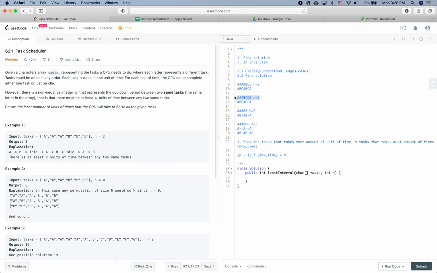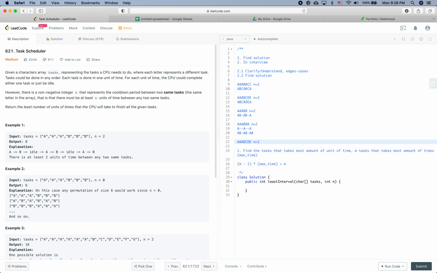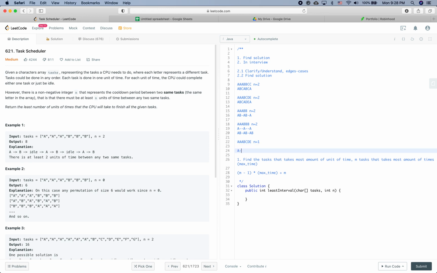Let's say we have another input case where n is equal to 1. We put A dash A dash A, and actually we need more than this, because we could put B here, C here, and we need more than what is represented by this formula. So we could put the D here and the E here. So in this case, it is the maximum between the formula we gave before and the number of tasks.